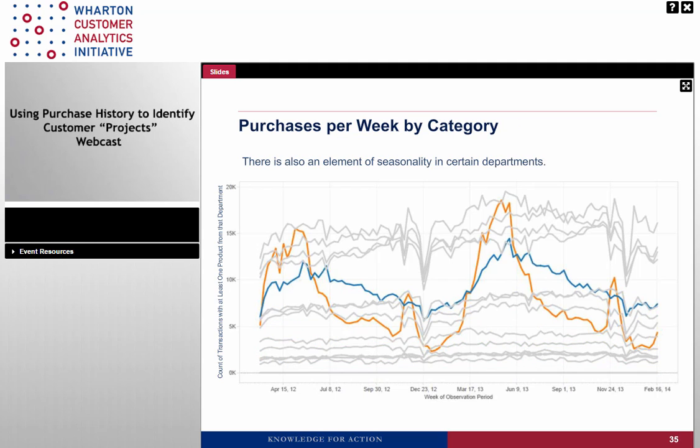And some departments are purchased more seasonally with large swings up and down. I don't know, perhaps those are Thanksgiving turkeys that people are purchasing. No, this is not a supermarket, or this is not the sort of thing that you would purchase here. So they're seasonal.